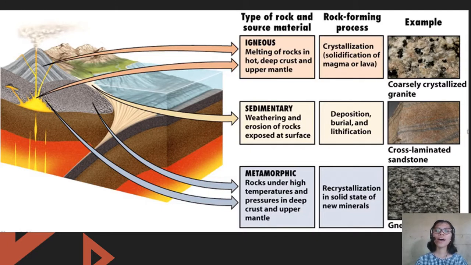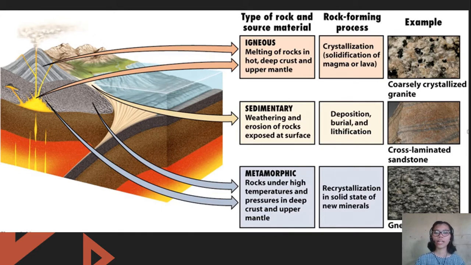Okay, so we have three types of rock: the igneous, sedimentary, and metamorphic rock. Igneous is melting of rocks in hot, deep crust and upper mantle. So the rock forming process is crystallization, solidification of magma or lava. So for example, we have the coarse-grained, crystallized granite.